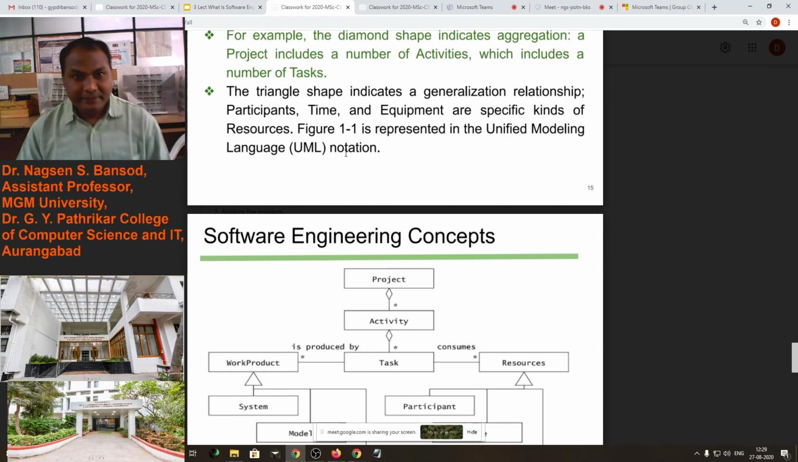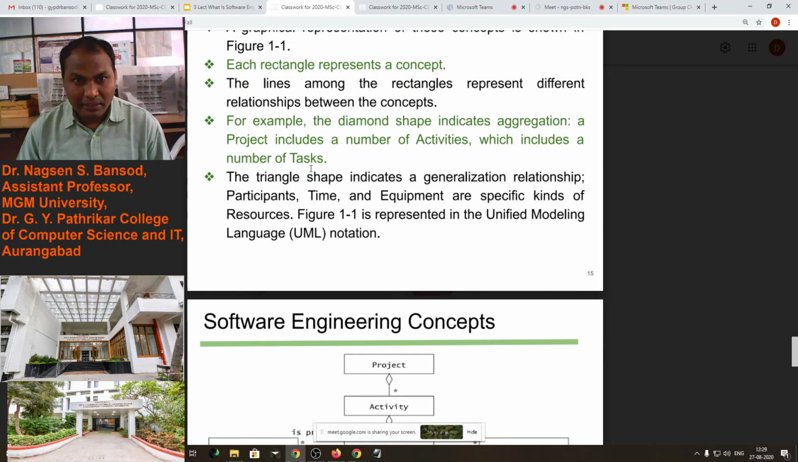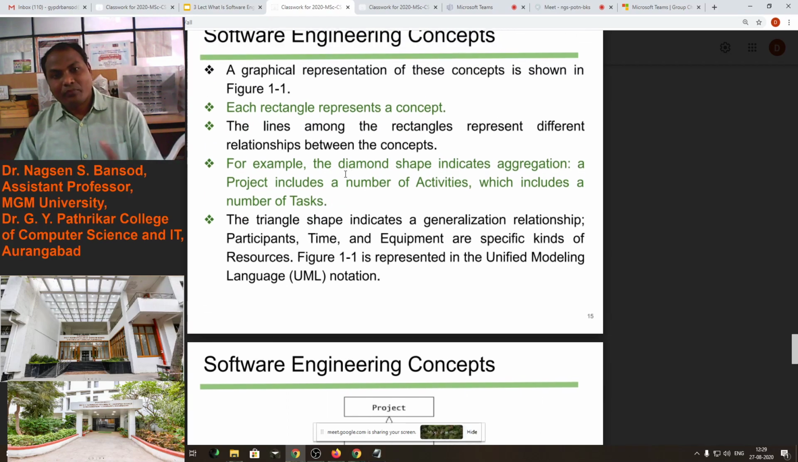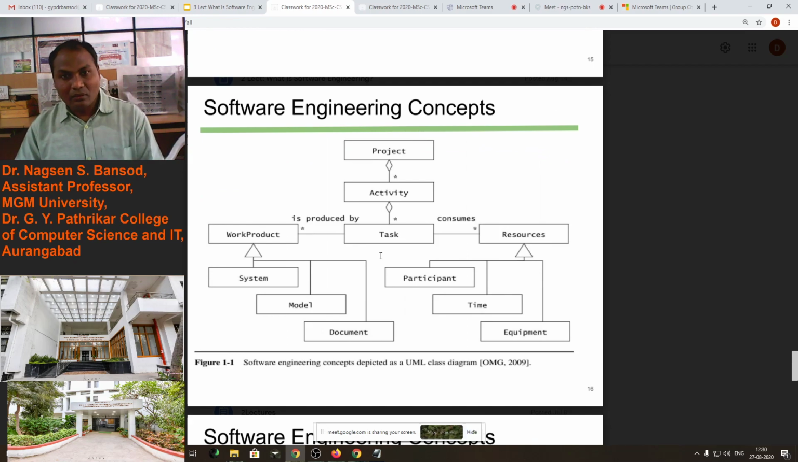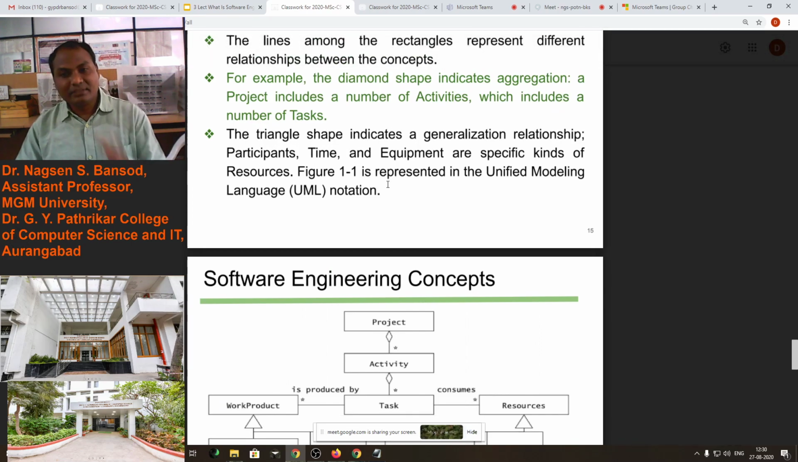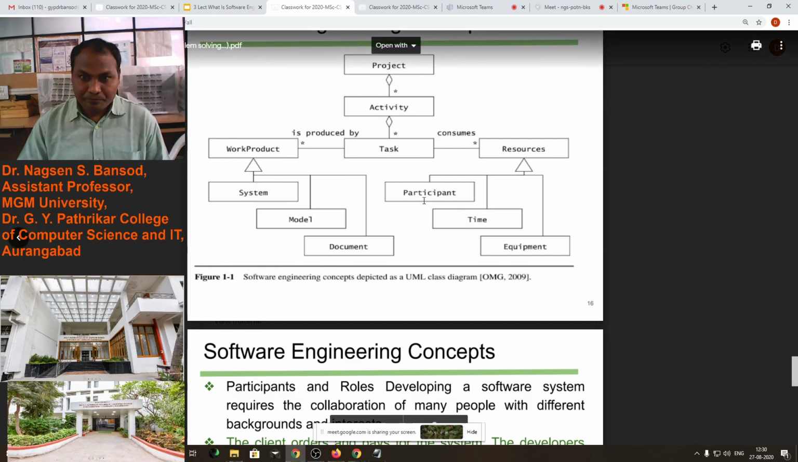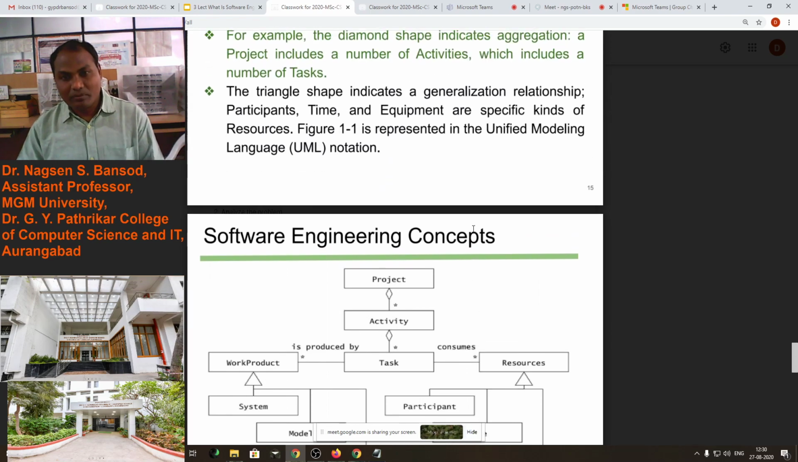Okay, now we are discussing the software engineering concept. What is the indication of the different shapes like rectangle, diamond, line, and triangle? What is the meaning of that? The triangle shape indicates the generalization relationship. Participants, time, and equipment are special kinds of resources. All these three are special types of resources.